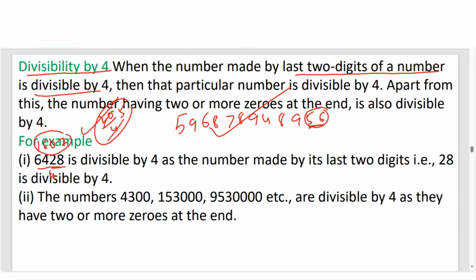The next condition is what? Apart from this, a number having two or more zeros. That means any number with the last two digits zero, that number is also divisible by 4. Just like here, 4300, do not focus on any other digits, you focus only on the last two digits. This number is divisible by 4. So you know 00 divided by 4 already.